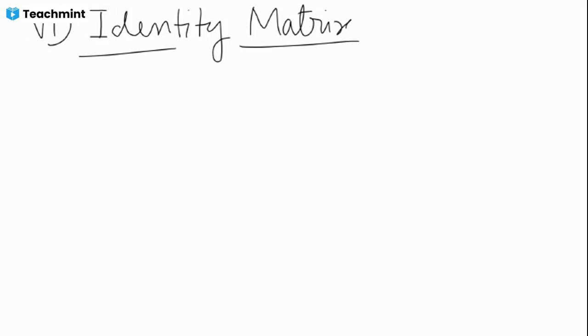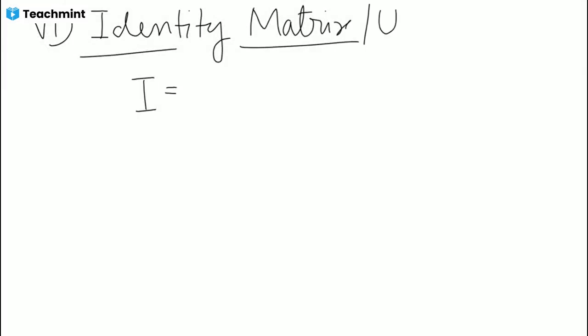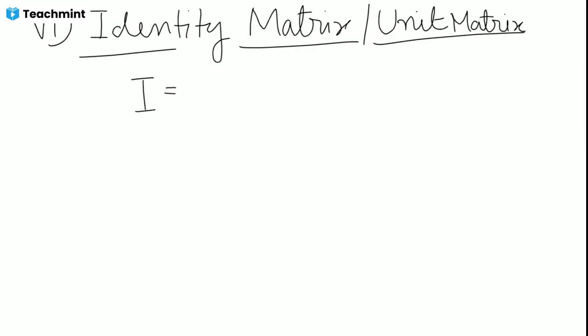Identity matrix is always denoted by I. We can't use any other letter to denote it. We use only I for identity matrix, or you can say unit matrix. And this is also a type of diagonal matrix in which the diagonal elements are only one, like this.